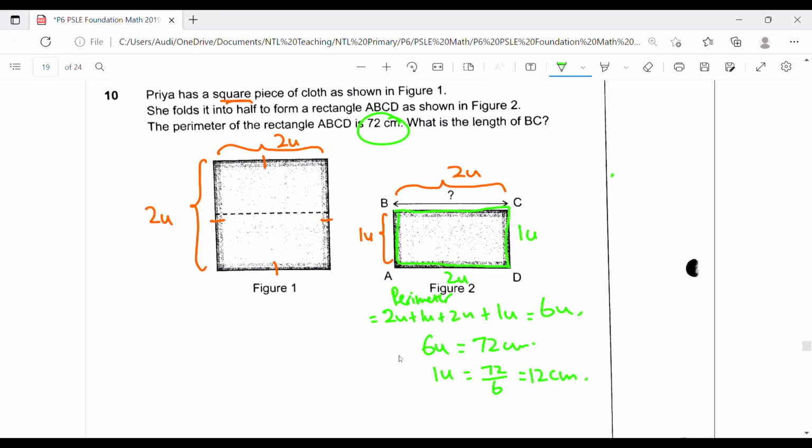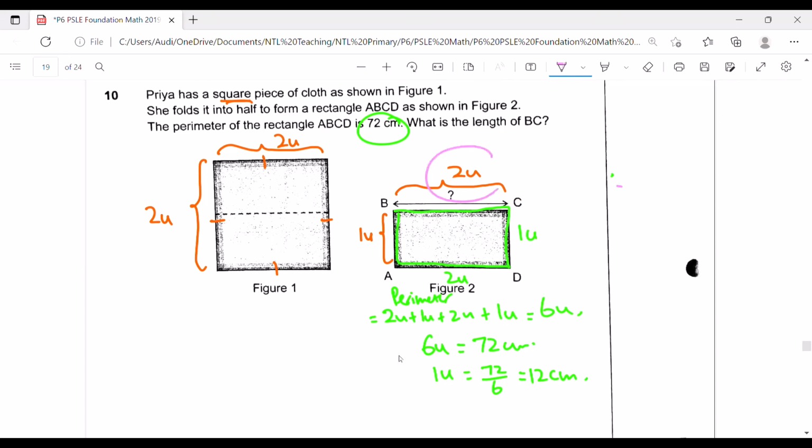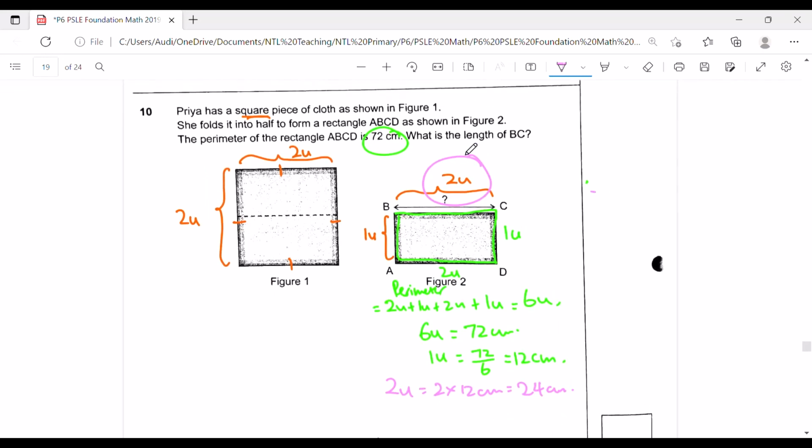Now go back to the question. What is the length of BC? If you look at BC, this is BC. BC is 2 units. So 1 unit is 12. 2 units must be 2 times 12 cm. And that is 24 cm. This is our answer. Please pause the video, try this question again, and I will see you in the next video.